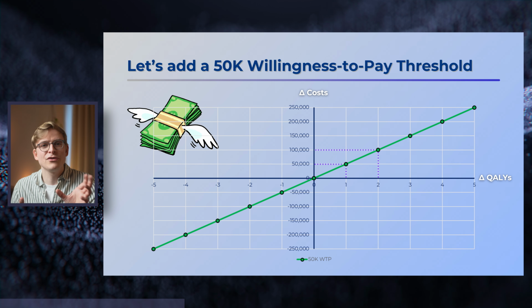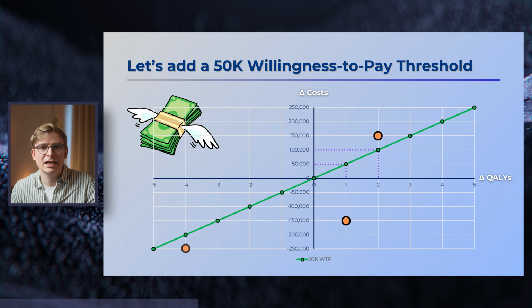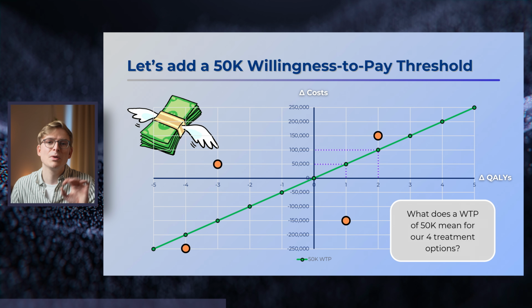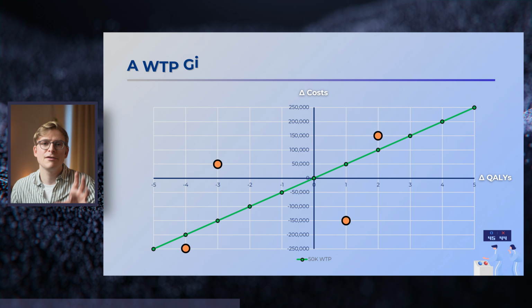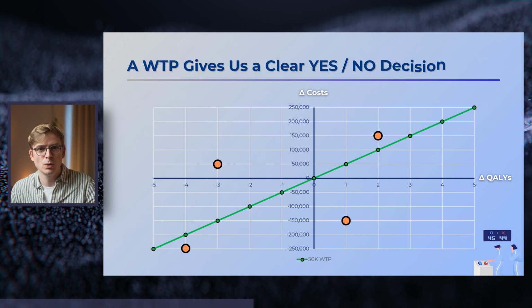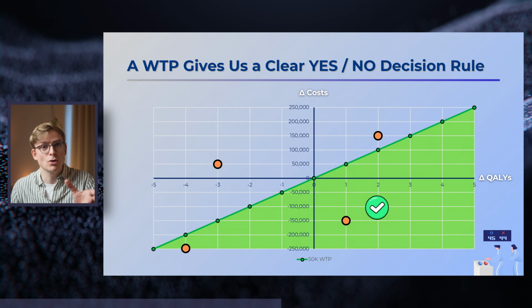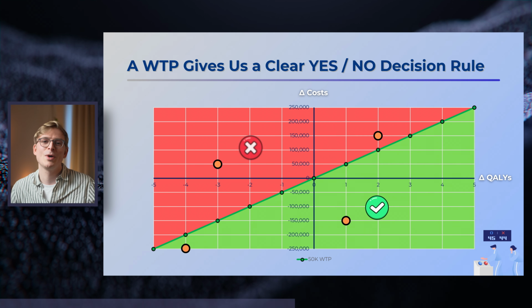Now you may wonder how this helps us make decisions about the cost effectiveness of our treatments. You see, a willingness to pay threshold gives us a simple yes-no decision rule. Everything that falls underneath our willingness to pay threshold can be deemed cost-effective, while everything that's above the threshold is not. In practice, however, it's not always that easy.